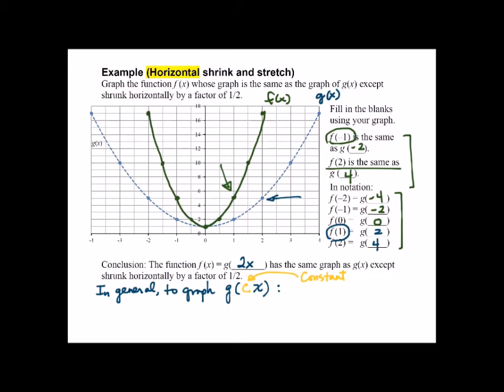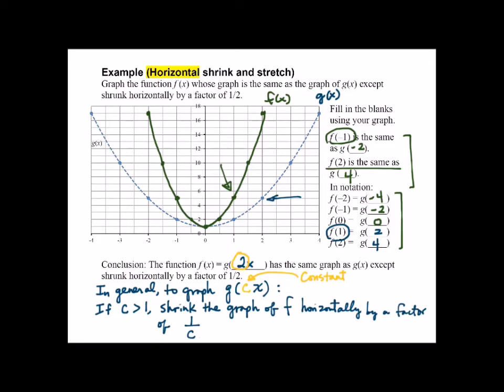Well, you might be a little confused at this point, like why shrinking horizontally by a factor of 1/2 actually corresponds to doubling the input value in the function g. In general, if you want to graph g of cx, where c is any constant, and you can think of c as your stretch factor or shrink factor, it turns out that if c is greater than 1, then it has the effect of shrinking the graph horizontally by a factor of 1 over c. In this case, our c is 2. That's why it has the effect of shrinking the graph horizontally by 1 over 2.